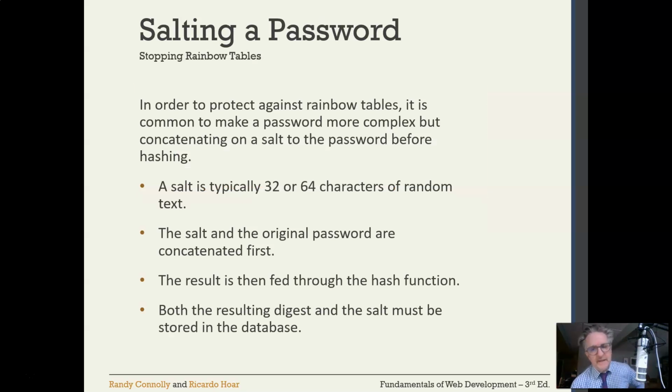So in order to protect against rainbow tables, it's common to make a password more complex, more than eight characters, by concatenating on something called a salt to the password before hashing. So a salt's typically 32 or 64 characters of random text. Then the salt and the original password are concatenated together. That concatenated string is then fed through the hash function, and then both the digest that came out of the hash function and the salt must be stored in the database.